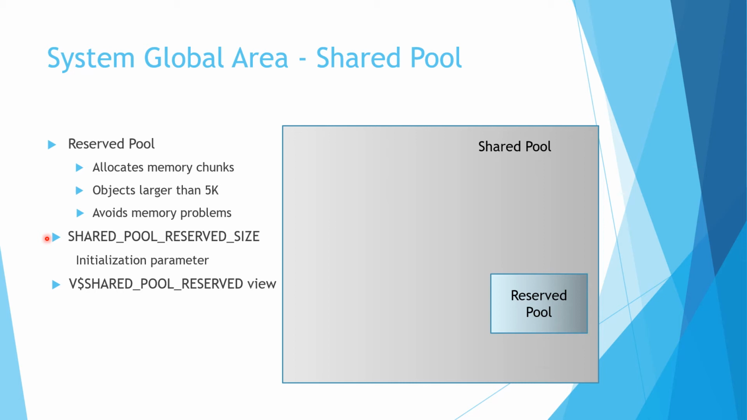The reserved pool performance can be viewed using the data dictionary view V$SHARED_POOL_RESERVED. The value of the request misses should be as low as possible for reserved pool to be most efficient.